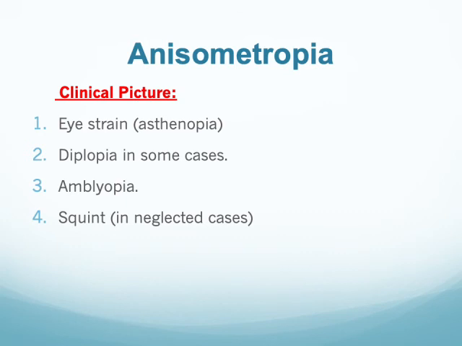Clinical picture of anisometropia: this is the second challenge of anisometropia. It is difficult to diagnose, and it has consequences. If you don't diagnose anisometropia, especially because it occurs in children, it has very bad consequences on the vision development in children. First, the patient suffers from eye strain.